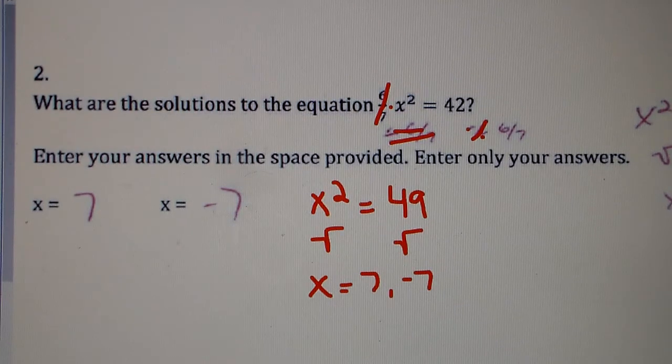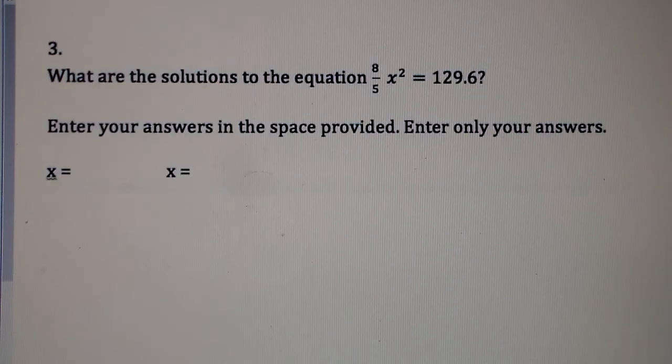Now, if you're getting something different, that means you're probably dividing the fractions incorrectly. So let's talk about that a little bit more. So number 3, we have 8/5 times x squared. We're going to divide both sides by 8/5. So on the left-hand side, the times 8/5 and the divide by 8/5, they cancel out. So we're looking at 129.6 divided by 8/5.